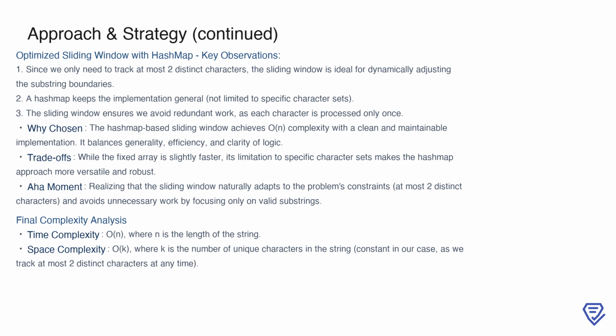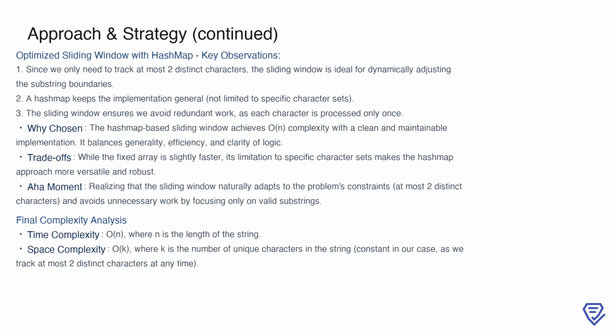The use of a hash map allows us to handle any character set, making this approach robust and applicable to a wide range of scenarios. Additionally, the sliding window ensures that each character is processed only once, leading to a time complexity of O(n).